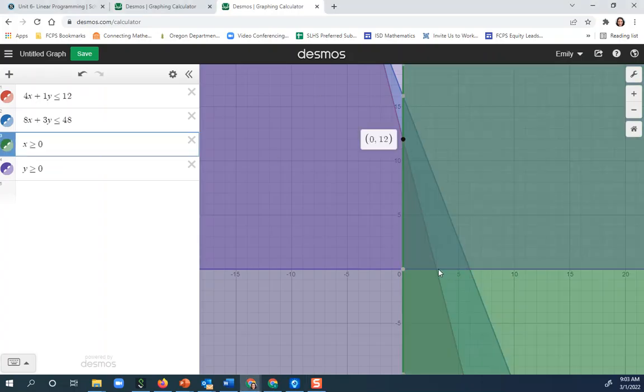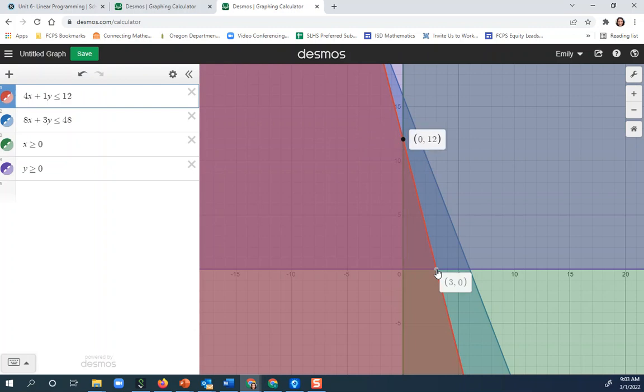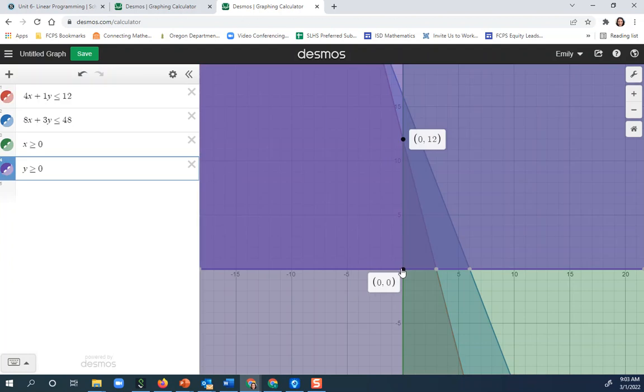So here's one at 0, 12. Here's one at 3, 0. Now technically there is also one at 0, 0, but we know she's not going to make maximum profit if she makes no baked goods. So you don't really even need to write that 0, 0 down, but if you want to be thorough, you can. So I'm going to put 0, 0, 0, 12, and 3, 0. I'm writing this on my paper for part D.